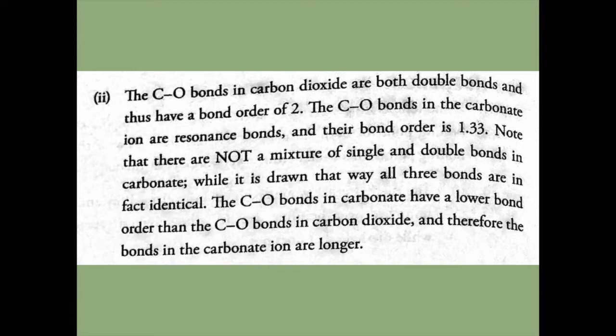In II, it says compare the average length of the carbon-oxygen bonds in the carbonate ion to the average length of the carbon-oxygen bonds in carbon dioxide. Well, since in the carbonate you have a total of 4 bonds in 3 locations, the bond order is going to be 1.33. While for carbon dioxide, your bond order is 2. So that tells me that the average length of the carbon-oxygen bond for carbon dioxide is going to be shorter than that for the carbonate ion.